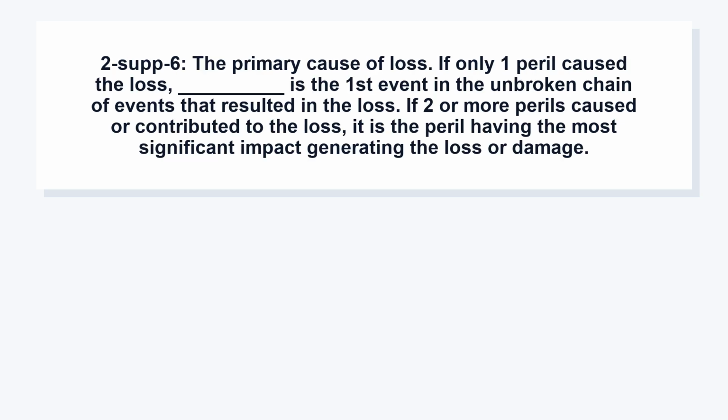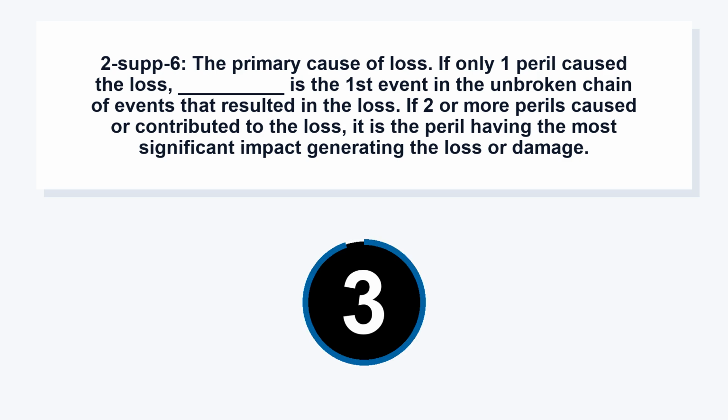The primary cause of loss. If only one peril caused the loss, it is the first event in the unbroken chain of events that resulted in the loss. If two or more perils caused or contributed to the loss, it is the peril having the most significant impact generating the loss or damage.